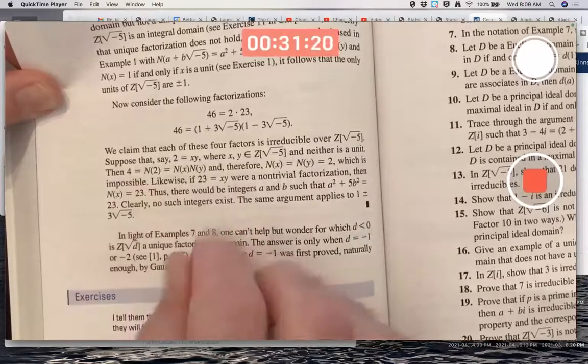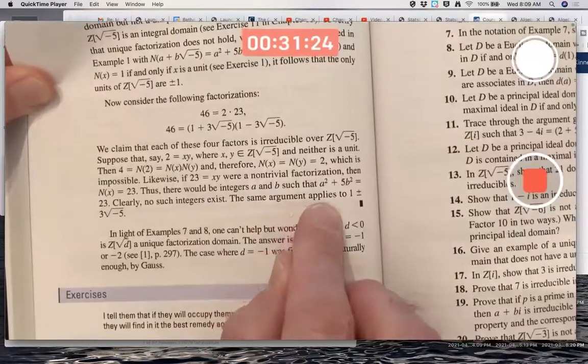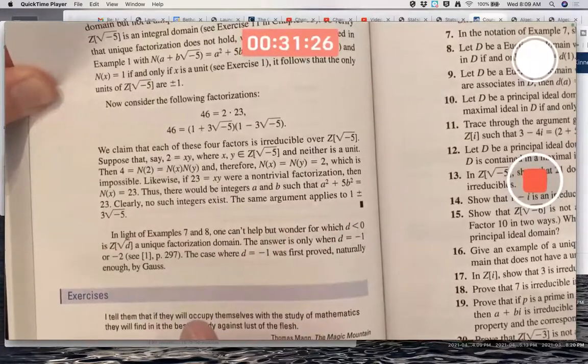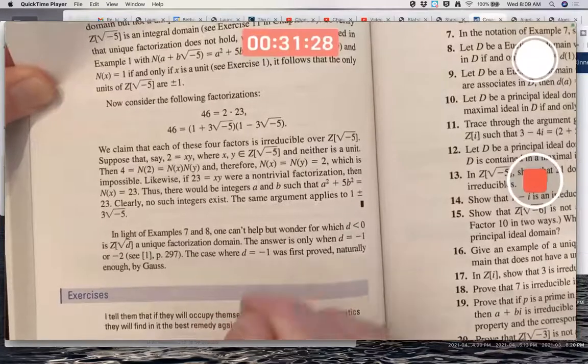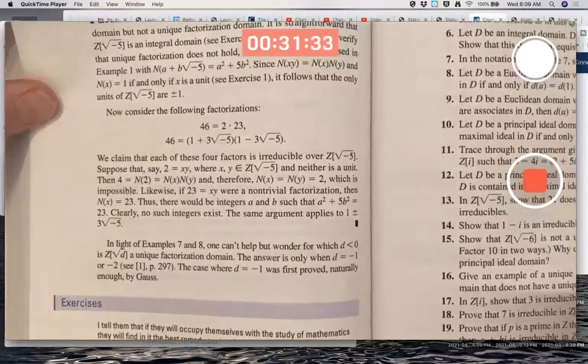You can do a similar proof with the 23. They say the same argument applies to these other numbers. Maybe we should try to see if we can figure out how that argument goes.